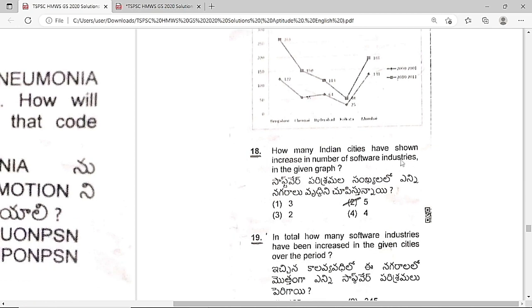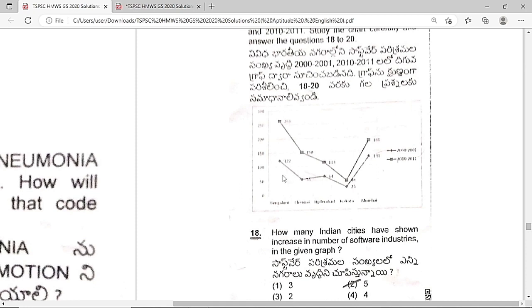How many Indian cities have shown an increase in the number of software industries in the given graph? So in this question, they are asking how many Indian cities have shown an increase in the number of software industries in the given graph. You can see clearly that in Hyderabad the software industries have increased. In Bengaluru also the number of software industries increased. In Chennai also, and in Hyderabad also, the number increased.